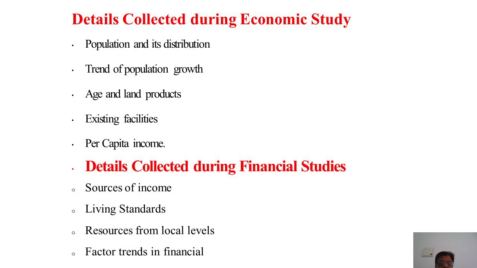The same thing if you apply for the whole area, you can apply for the whole area of the city. Okay, so just to give an example, the living standard in Bangalore, it is more comfortable, more superior than whatever the living standards is there in other parts of the city, other parts of the Karnataka. Then resource from local levels. So what are all the resources you can get from the local? Then factor trends in financial aspect.